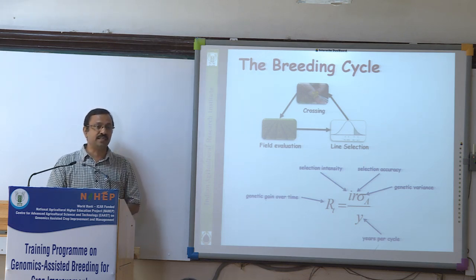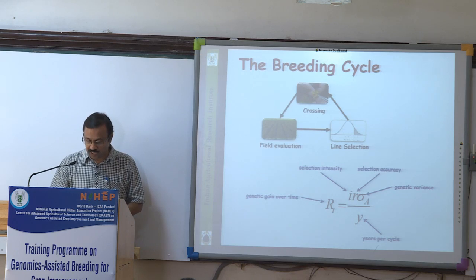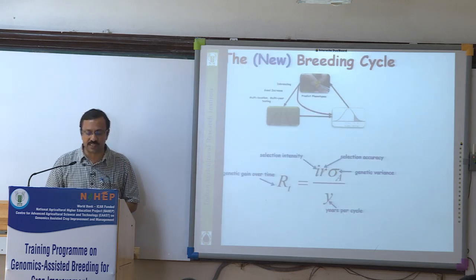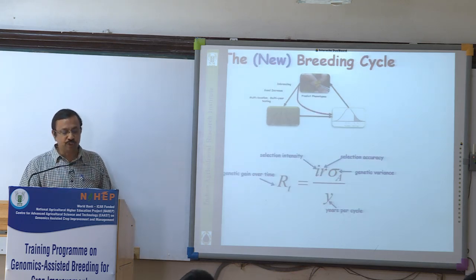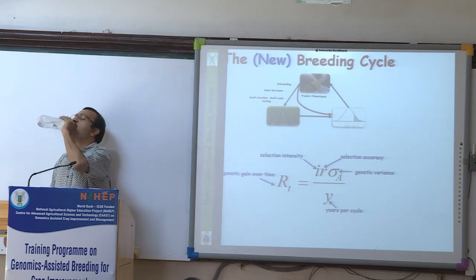So this is genetic gain over time or the breeding value, and what we are trying to replace this with is genomic breeding value. Excuse me.